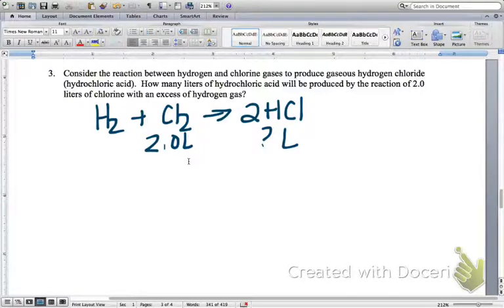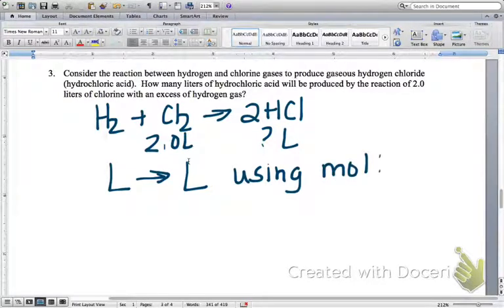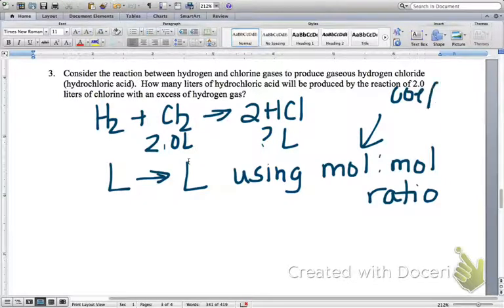So you guys saw in that last problem that the 22.4s canceled out. Do you guys remember that? So in other words, we don't really need to go through that whole 22.4. In other words, you guys, it is okay to convert directly from liters to liters using a mole-to-mole ratio. And where did we say that those mole-to-mole ratios come from? Where do we get the mole-to-mole ratios from? The coefficients in the BCE, the balanced chemical equation.